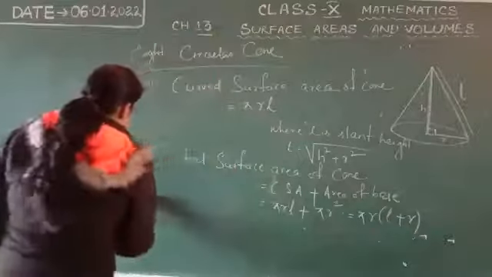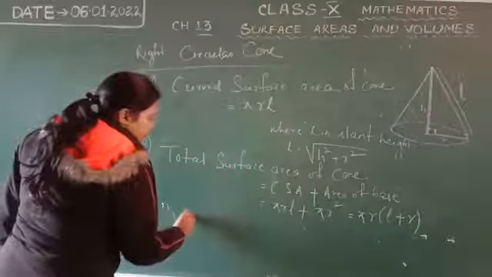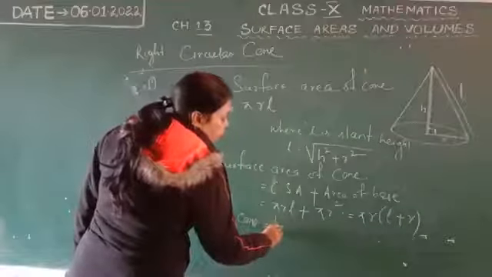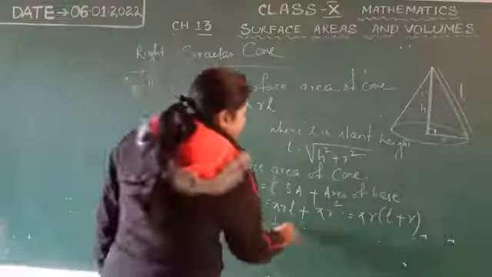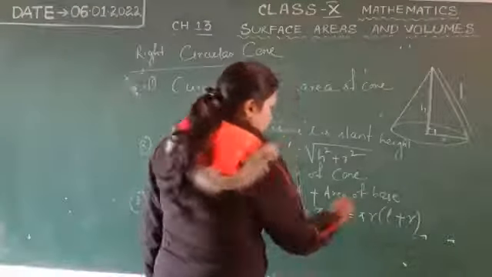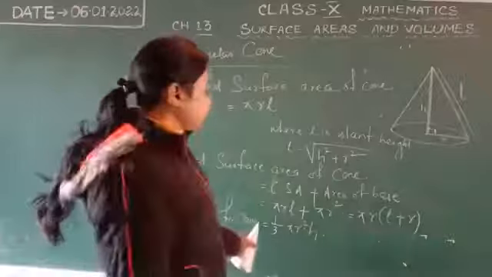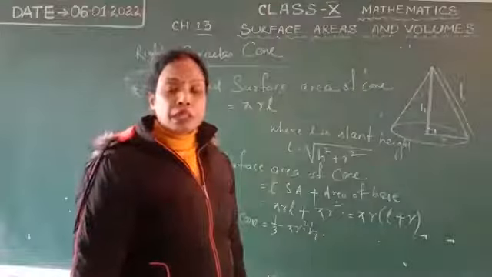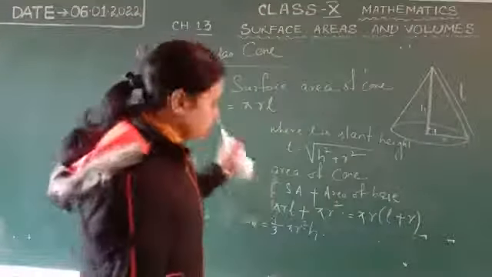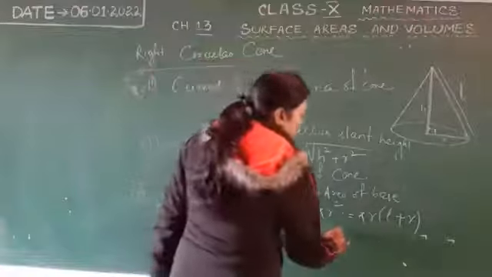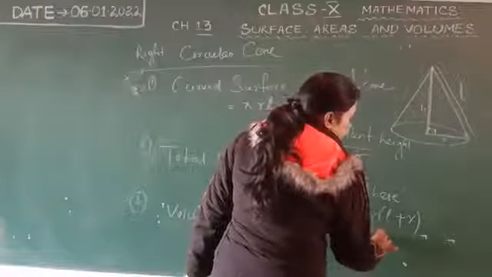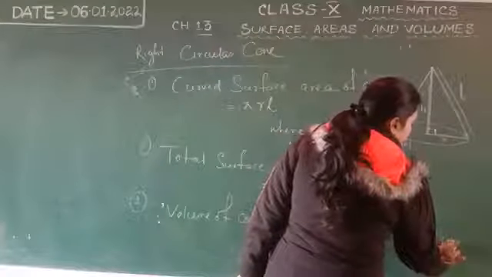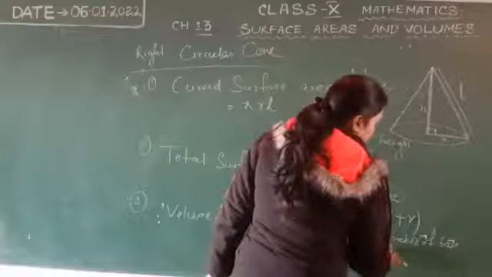So here you write, third one is volume of a cone, that is equal to 1 upon 3 pi r square h. This is the formula to find the volume of the right circular cone, that is 1 upon 3 pi r square h. I think all of you know where r is the radius of the base and h is the height.